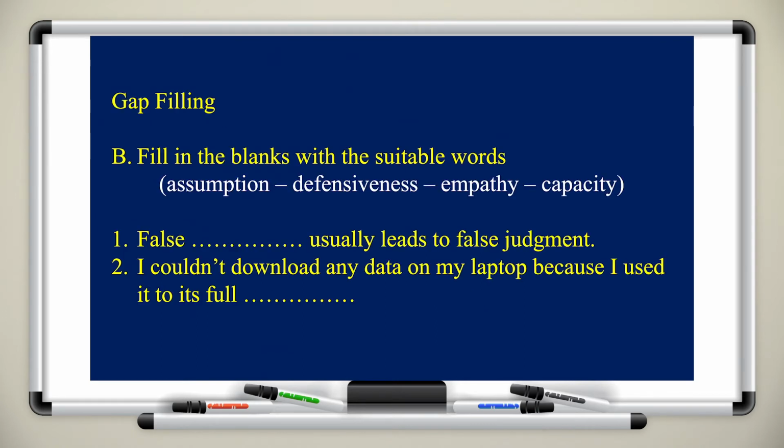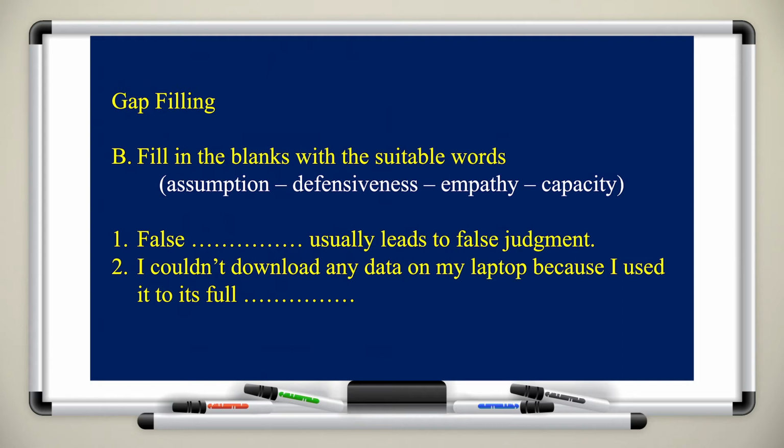Now, the other type of question we have is gap filling. Gap filling basically you have a few words between brackets. What you have to do is to read the sentence and choose the suitable word between the brackets. Number 1, false blank or blank usually leads to false judgments.